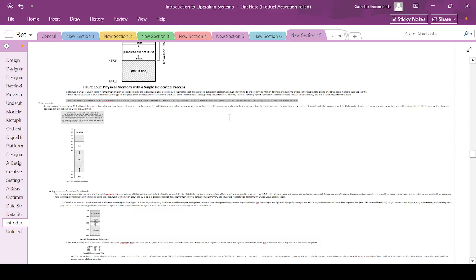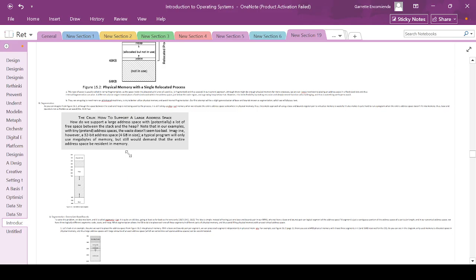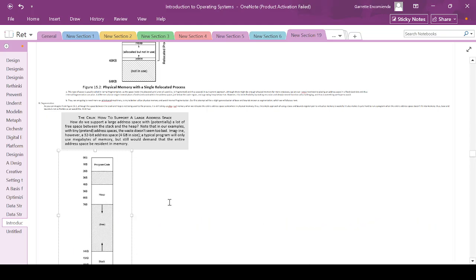Our first attempt will be a slight generalization of base and bounds, known as segmentation. It's another form of virtualizing memory. So that's our next topic. So here's segmentation.